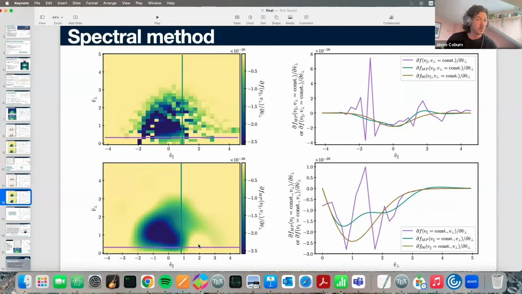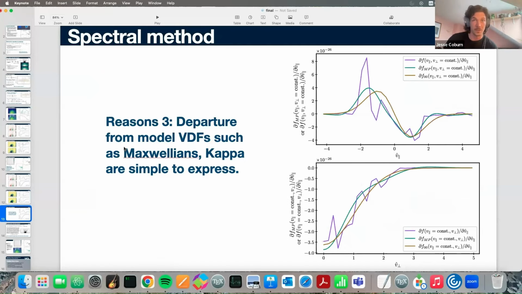A plateau is a classic quasi-linear feature that we should see in the VDF. So now you can start to ask, is this a real feature or not? I've kind of made the point already, but this is reason three: departures from VDFs such as Maxwellians and kappas. The yellow is just a Maxwellian. The base function is Maxwellian. Departures from these functions are very simple to express with this method. So those are the three reasons.